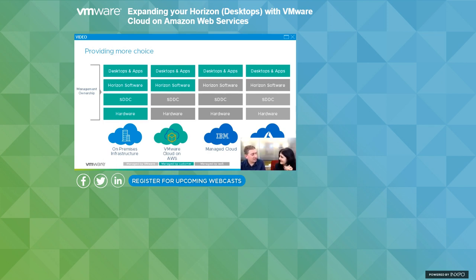Someone asked about GPUs. Are there GPUs in these bare metal instances? So right now, we don't have GPU support on VMware Cloud on AWS, but that is something that we have on the roadmap, and it is going to come soon. But if you have a use case for it, please reach out to us, and we'll be happy to have you help us prioritize that. That is coming.